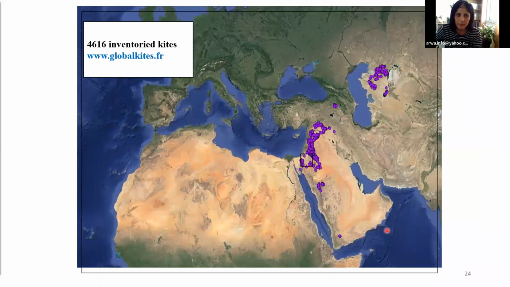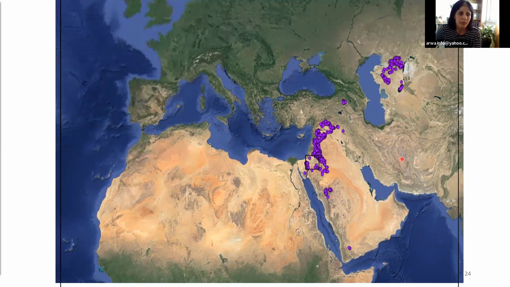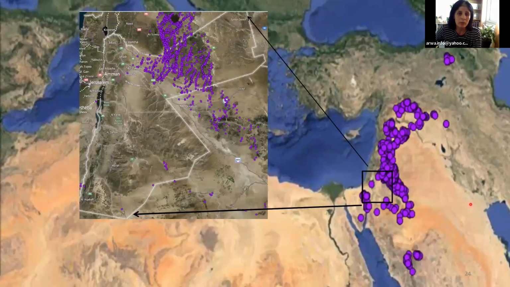They were first seen in Jordan, around 1927, by British Royal Air Force pilots when they were flying between Amman and Baghdad. But now there are almost 4,000 of these desert kites spread all over the Levant, parts of Oman and Yemen, and also in Asia, like Armenia. In Jordan itself, around 1,300 of these structures have been detected so far.